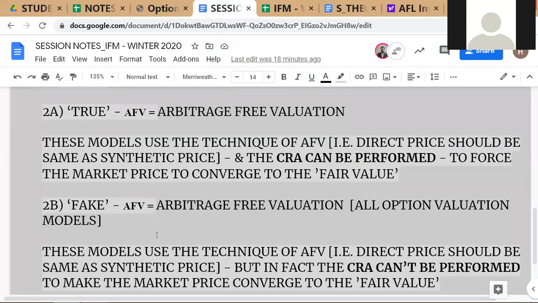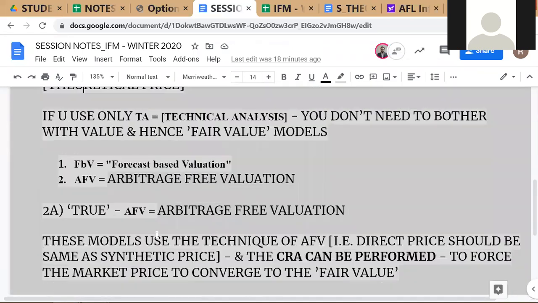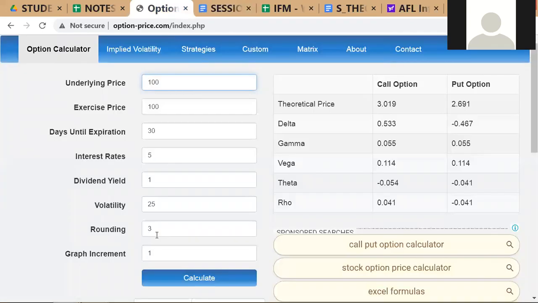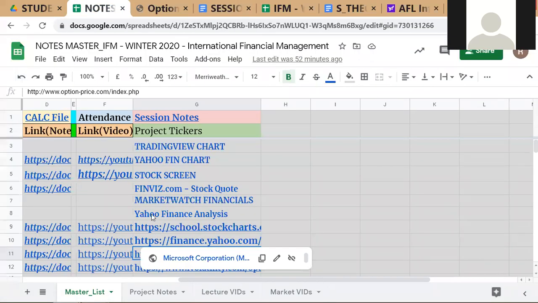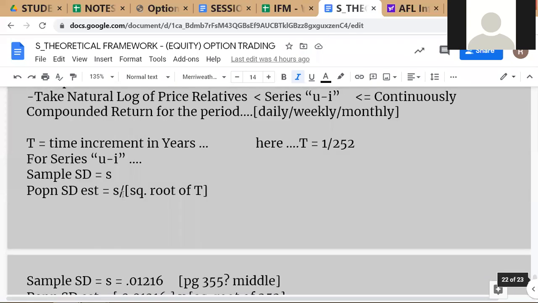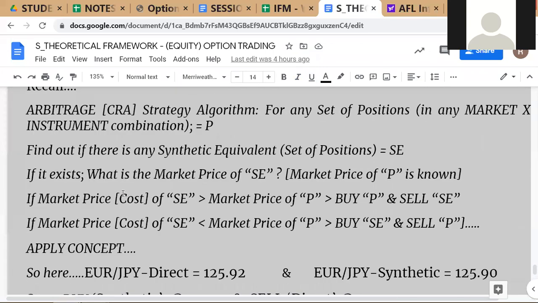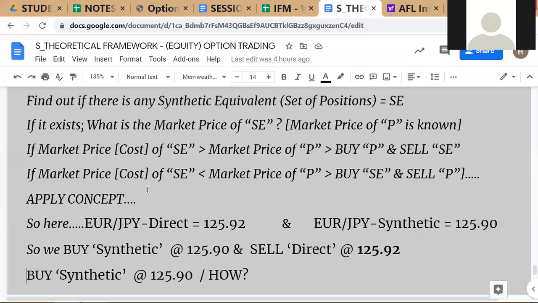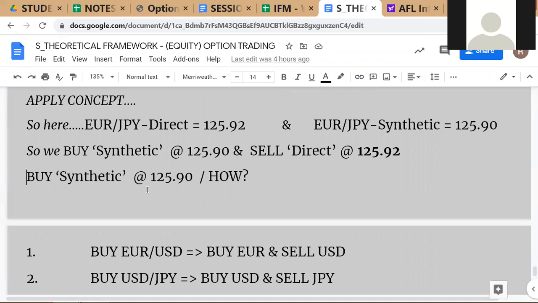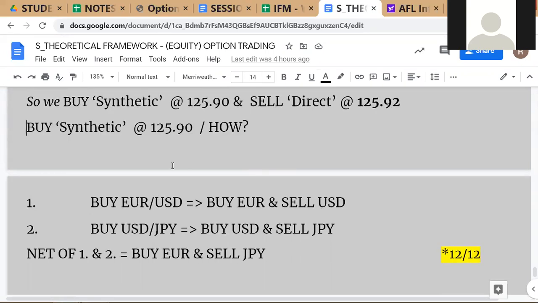So we are talking about fair value models in finance, okay? And this whole discussion of arbitrage free valuation is important to understand properly. Let's go back to this. Yeah, so we saw one. So these are all different applications of AFV, okay? We saw the application to FX cross rates, true AFV application. You should be able to do this in different asset classes. So this was in currencies.